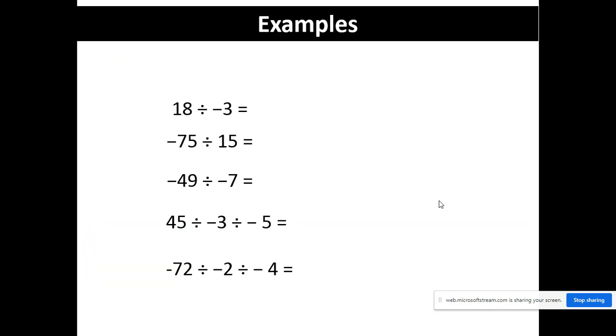18 divided by minus 3. Well, first of all, hold on. What's 18 divided by 3? 6, right? So 18 divided by minus 3 would be minus 6, because a positive divided by a negative gives me a negative. There you go.